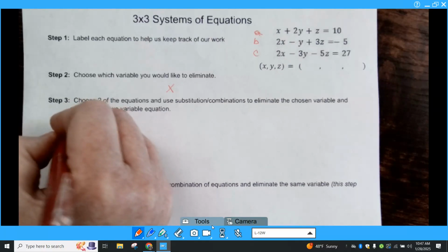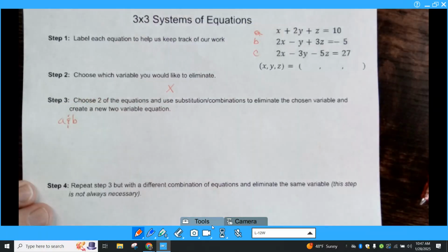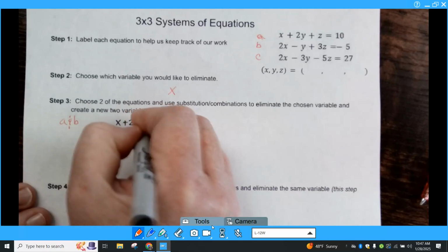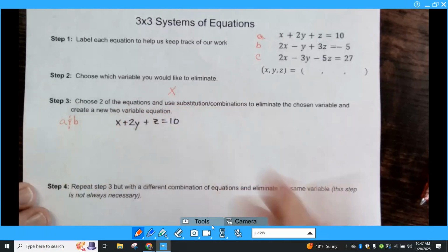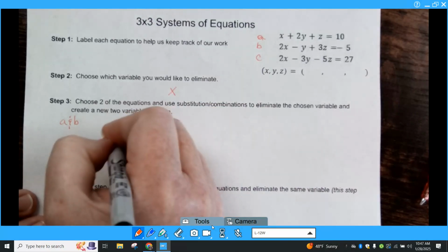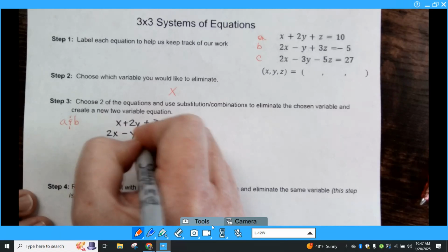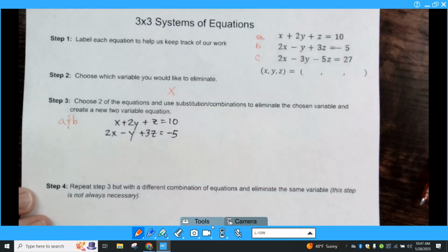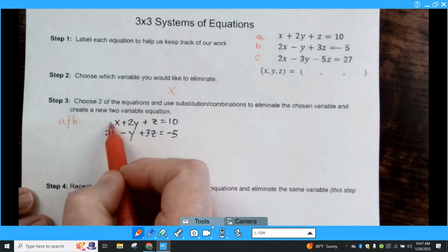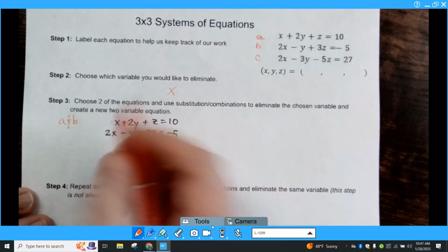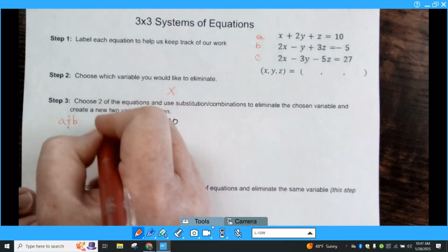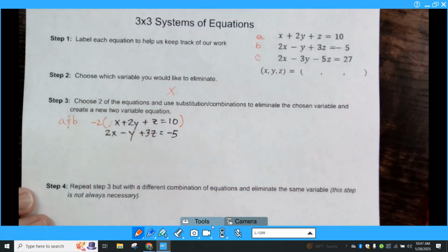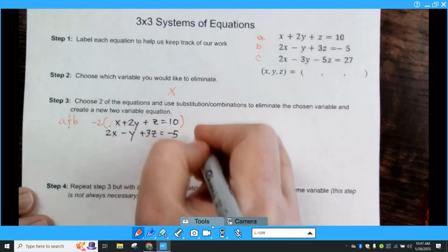So A and B. So my equations are x plus 2y plus z equals 10 and 2x minus y plus 3z equals negative 5. So I want to get rid of x. To get rid of x, I'm going to use combinations, and I'm going to make this a negative 2. So to turn that into a negative 2, I'm going to multiply it by negative 2. But remember, once you multiply one thing, you multiply everything.